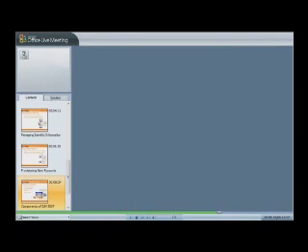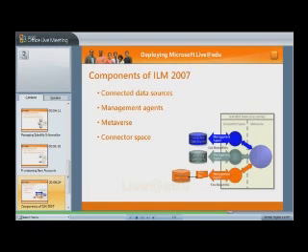Microsoft Identity Lifecycle Manager 2007, or ILM 2007, provides an integrated and comprehensive solution for managing the entire lifecycle of user identities and their associated credentials. It provides identity synchronization, certificate and password management, and user provisioning in a single solution that works across Microsoft Windows and other organizational systems. Let's look at some of the key components of ILM 2007.